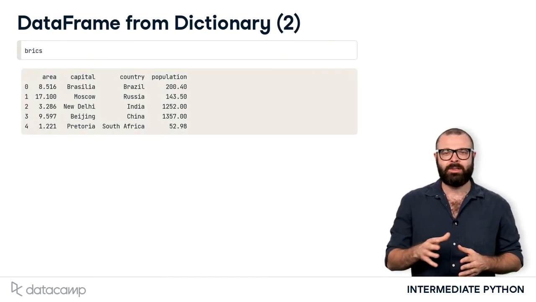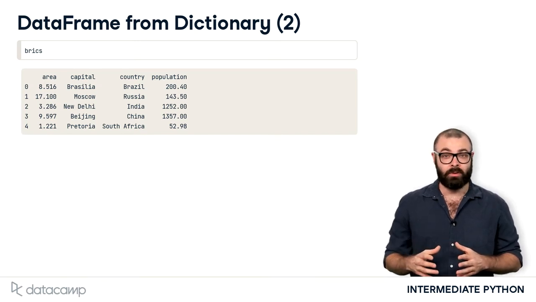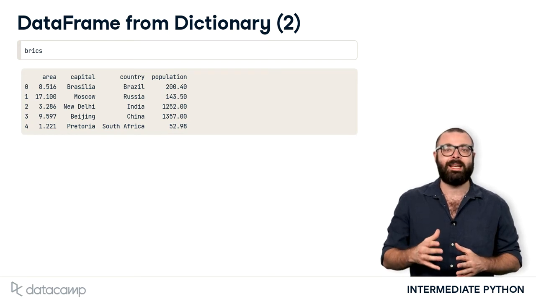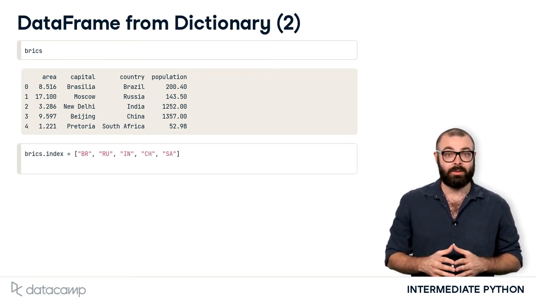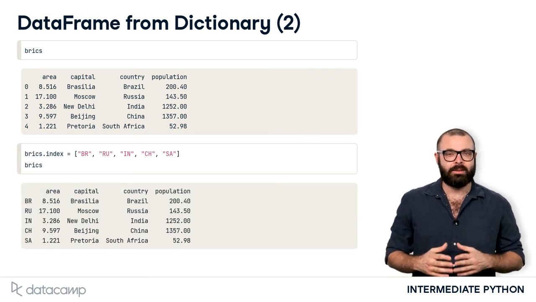If you check out brics now, we're almost there. Pandas assigns some automatic row labels, 0 up to 4. To specify them manually, you can set the index attribute of brics to a list with the correct labels. The resulting brics data frame is the same one as you saw before.